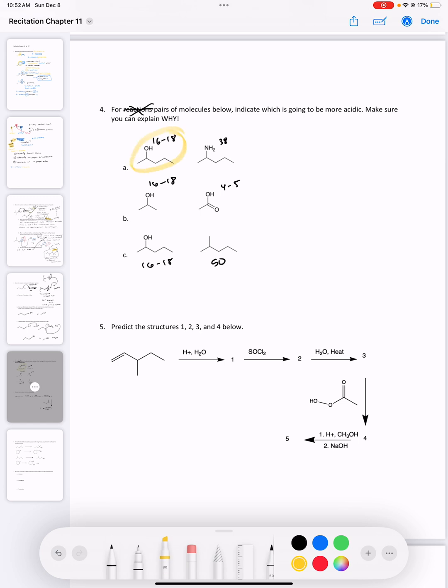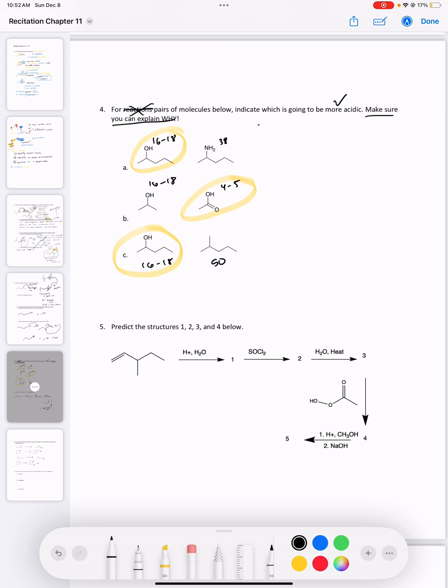This is more acidic because the smaller the pKa number, the more acidic it is. This one's going to be more acidic, and this is going to be more acidic. I have those numbers memorized just off the top of my head, and I know which ones are the most acidic without even checking, so I can do that. But then make sure you can explain why.